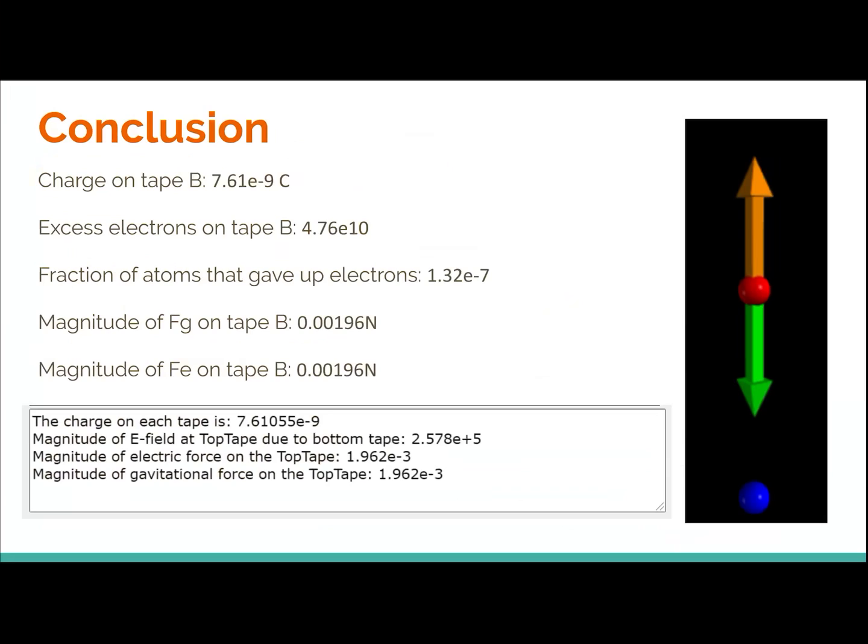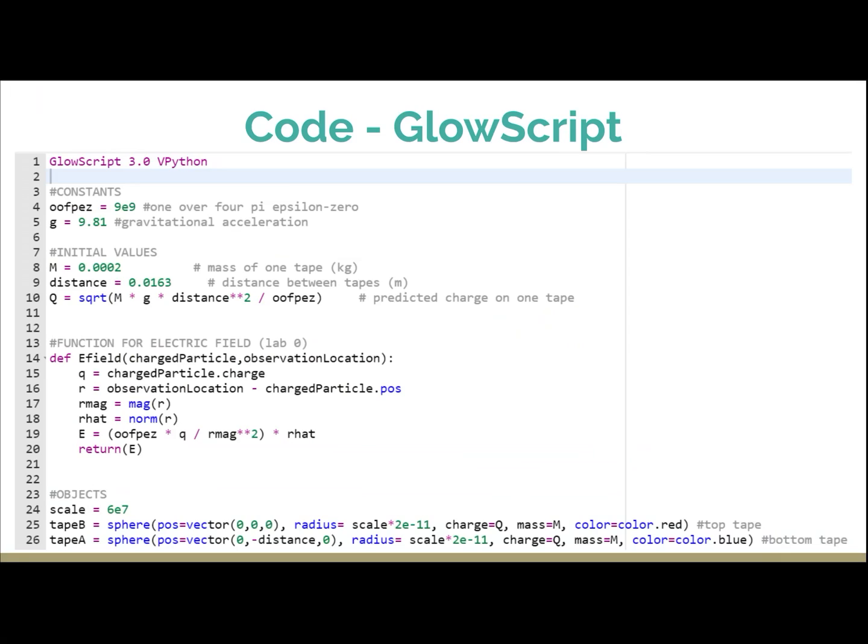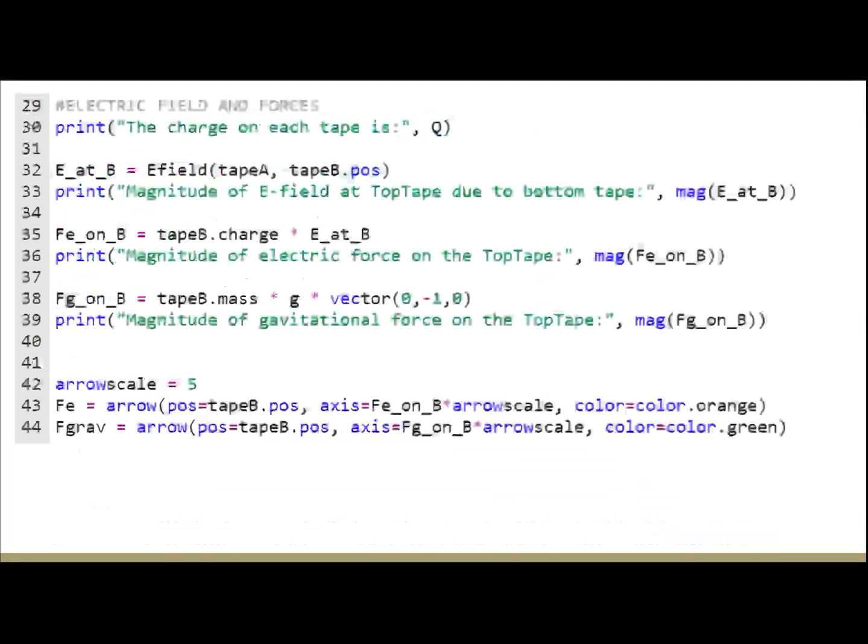In conclusion, I could calculate the charge of tape B, excess electrons on tape B, fraction of atoms that gave up electrons, and magnitude of Fg and Fe on tape B, and the results are shown in this page. I have also attached the visualization of two tape point charges and the forces acting on the top tape using GlowScript. These are the GlowScript codes that I have written for the calculation and visualization.